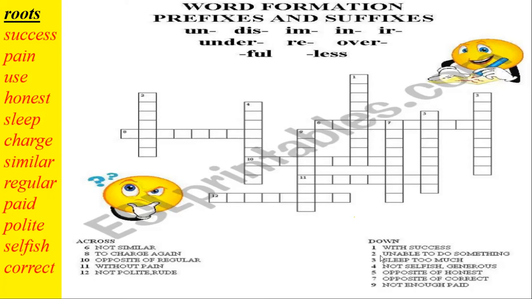Right. The second downwards, unable to do something. What's the word? The second one downwards here. Useless. Very good. Useless. Use is the root word or the base. You have to add less to form the adjective, useless. Then the other prefixes and suffixes include un, dis, im, in, ir, under, re, over, full, less. Those are the prefixes and suffixes we can use for this puzzle.